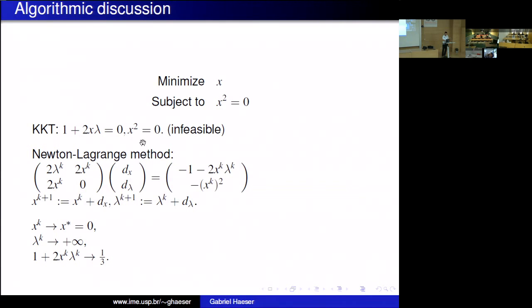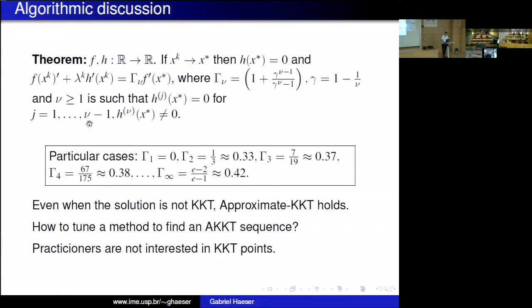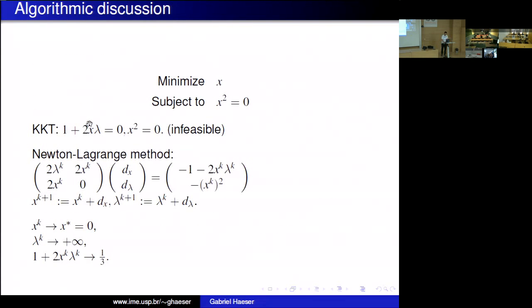So it is feasibility, x squared should be 0, and this is optimality, so the Lagrange condition: 1 plus 2x lambda should be 0. And this is infeasible, okay? You won't be able to solve this. So when x squared is 0, x should be 0, and you won't be able to find lambda that fulfills this. But I want to know what the algorithm will do. So the algorithm is to solve this by the Newton method.